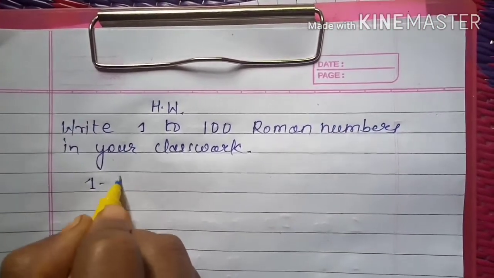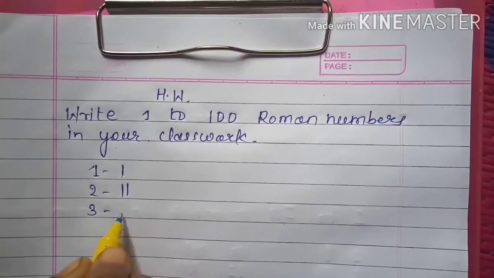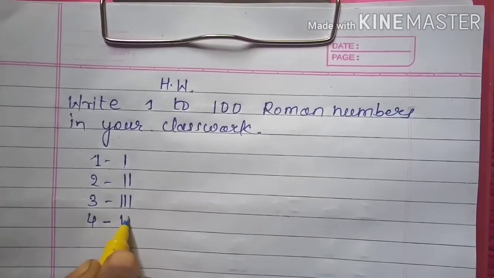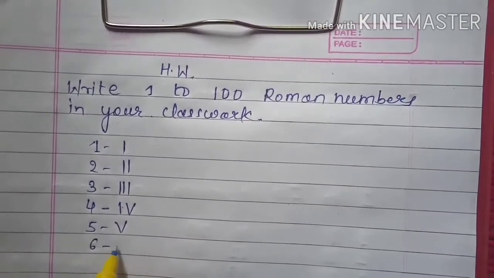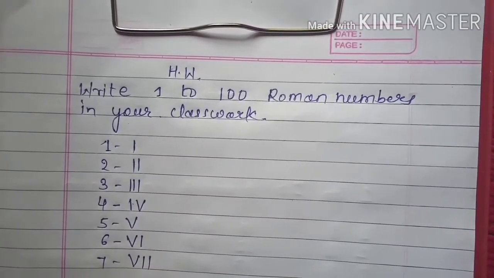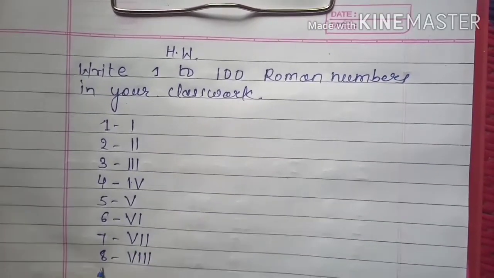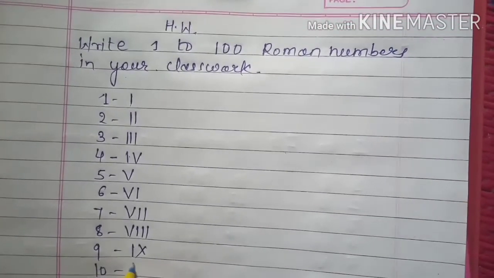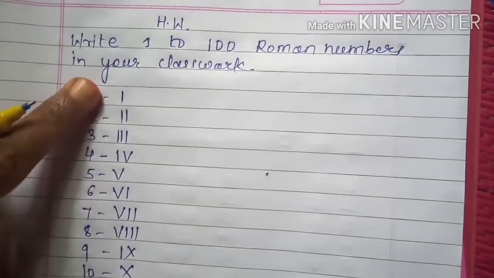1 means capital I, 2 means 2 times capital I, 3 means 3 times capital I, 4 means capital I, V, 5 means capital V, 6 means V, capital I, 7 means V and 2 times capital I, 8 means capital V and 3 times capital I, 9 means capital I, X, and 10 means X. Like this you have to solve in your classwork from number 1 to 100.